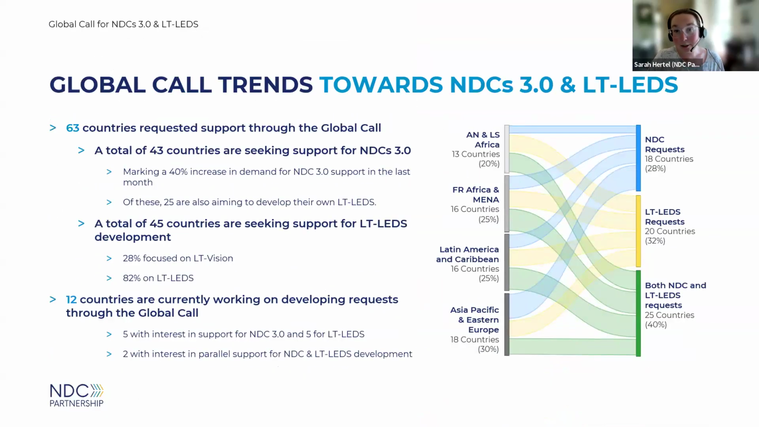This is some data from the Global Call's request for support thus far. It was updated as of earlier this month, where you can see that 63 countries have requested support through the Global Call, and among those countries, there's been a 40% increase in demand for NDC 3.0 support in this last month. 25 of those countries are also aiming to develop their own LTLEDs. There are also 12 countries working on developing requests through the global call that have not yet submitted them, but we do have a number that are interested in just NDC development, just LTLED development, and then also with a combination of the two.